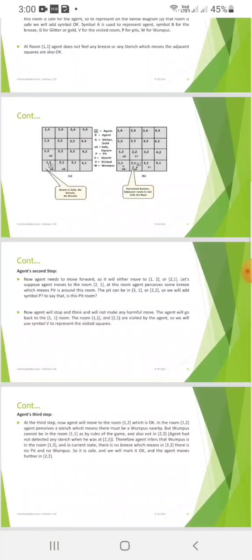So we will add symbol P to say that this is the pit room. Okay. The next step is, now the agent will stop and think and will not make any move. The agent will go back to the room 1,1 and he will move to the room 1,2, because initially we saw 1,2 and 2,1 are okay. So now he is visiting 1,2.